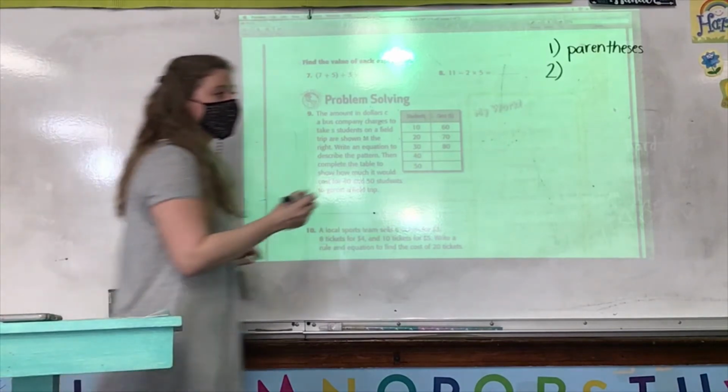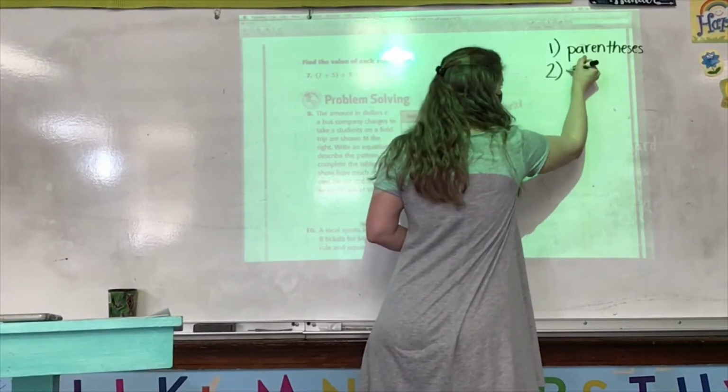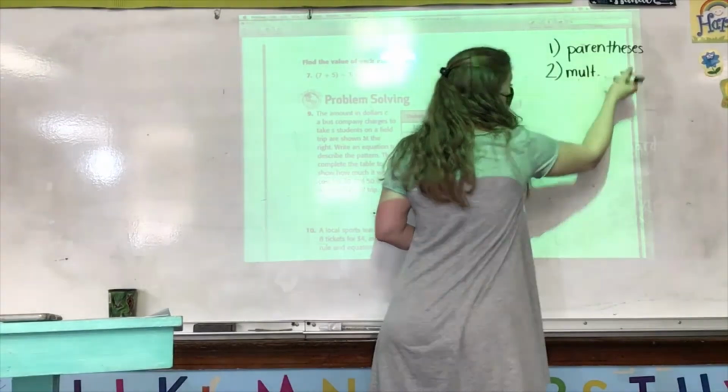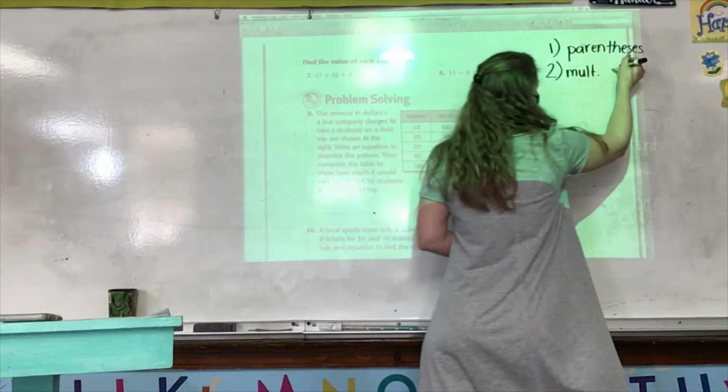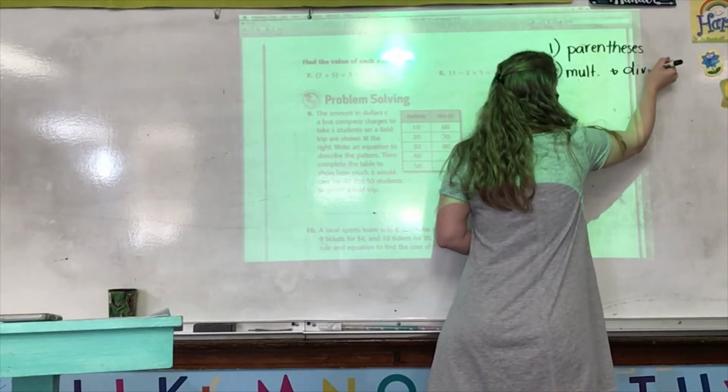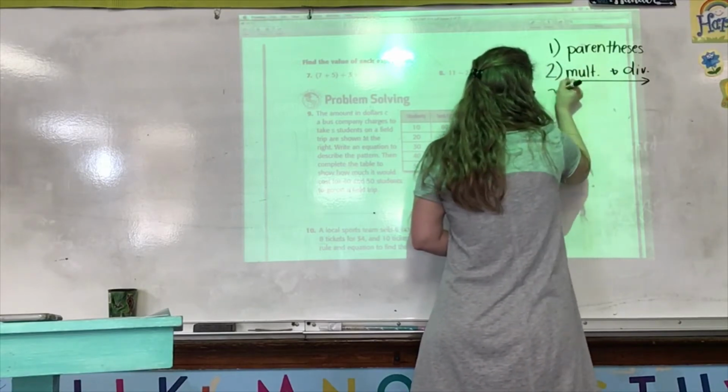Zadie. We multiply and divide from left to right. Good. I'm just going to abbreviate. Multiply and divide from left to right.